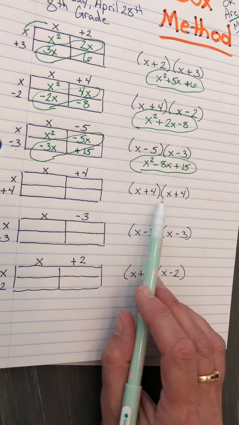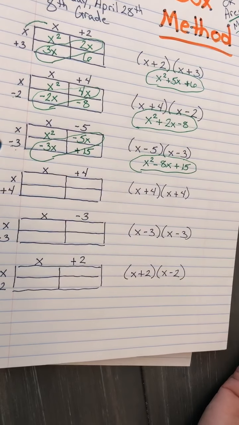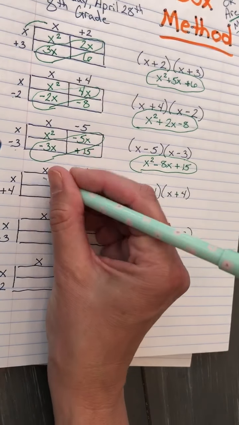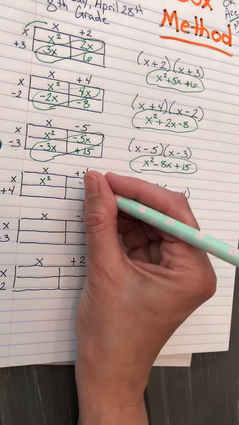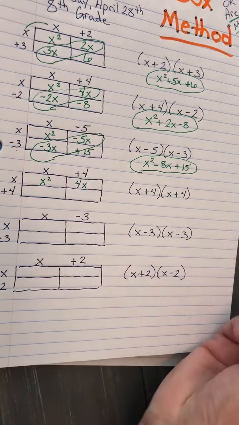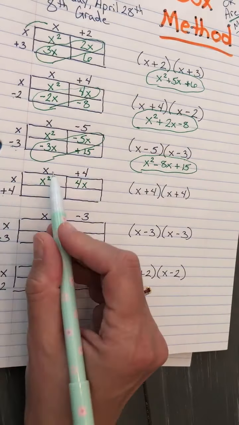This is x plus 4 times x plus 4. X times x, x squared. X times positive 4, 4x. Positive 4 times x, 4x. Positive 4 times positive 4 is 16. Combine like terms, we get x squared plus 8x plus 16.